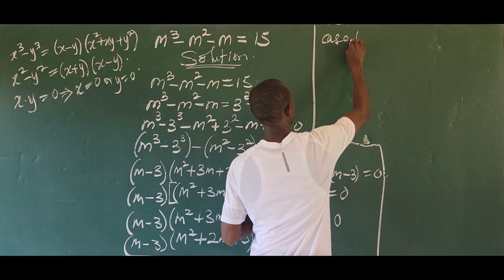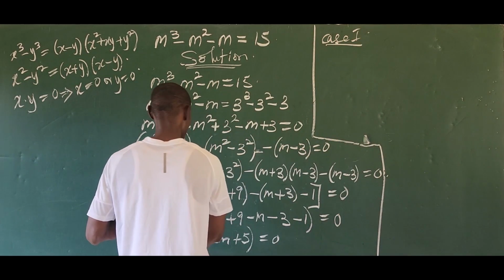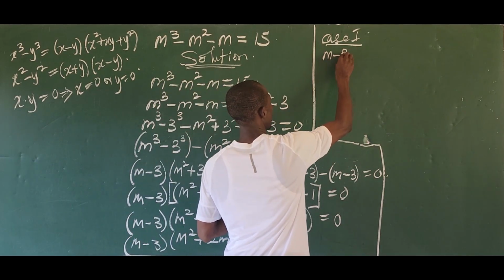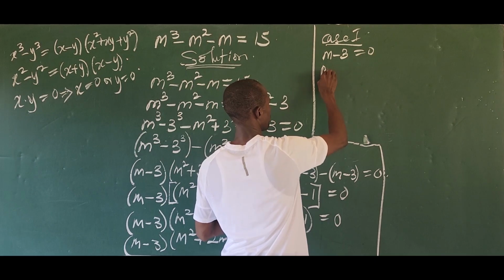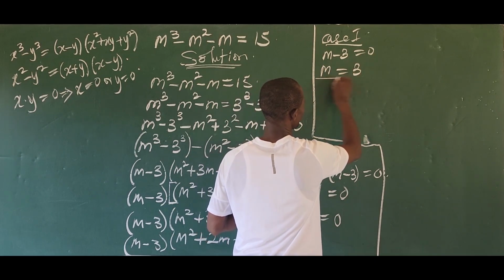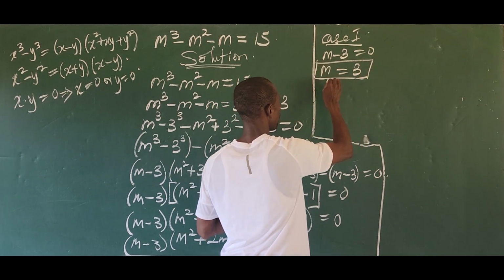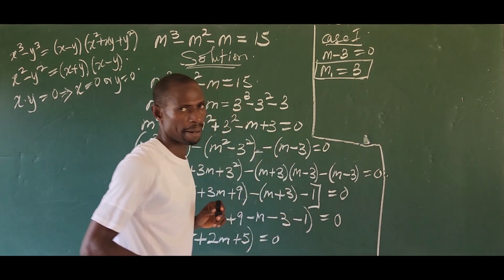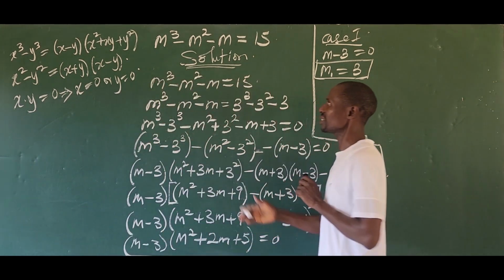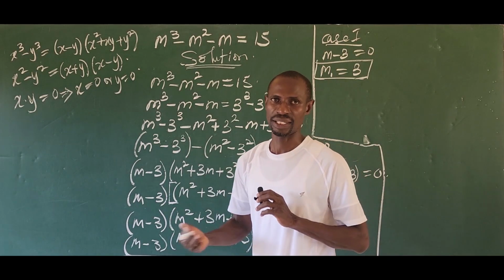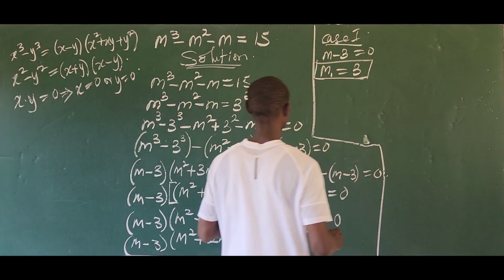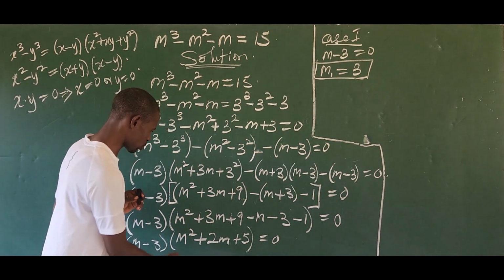In case 1, we have m minus 3 equals 0. If we move this to this side, we have m equals 3. So we have m1 is equal to 3. And if you substitute 3 into the system, you get the answer. It satisfies the original equation. Now, how do we get the other two roots? We're going to get them from this quadratic equation here.